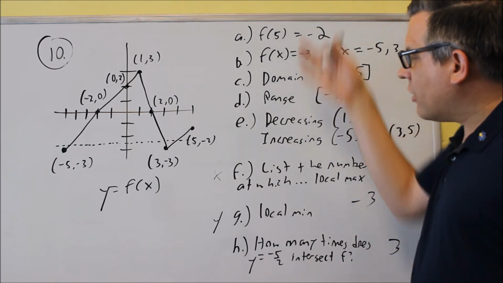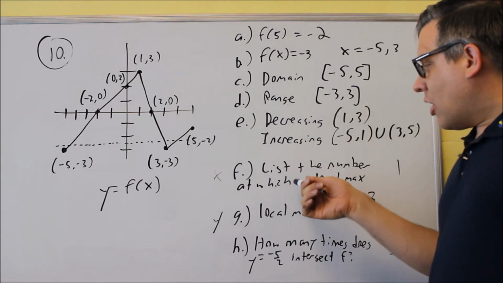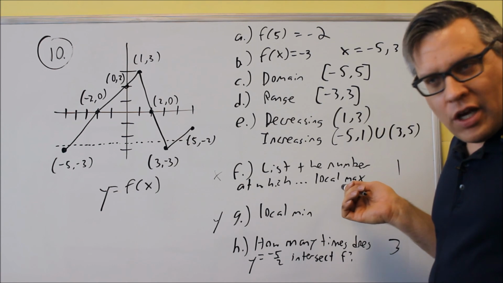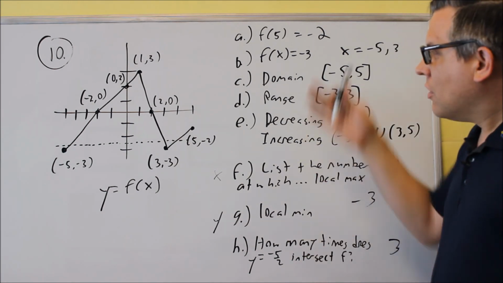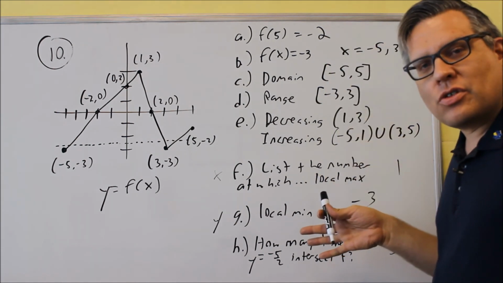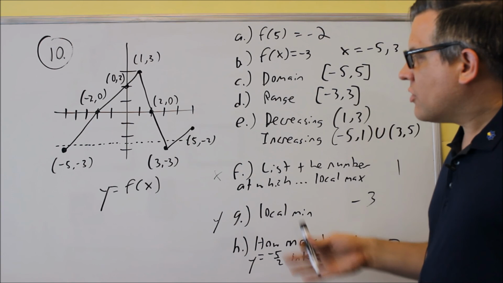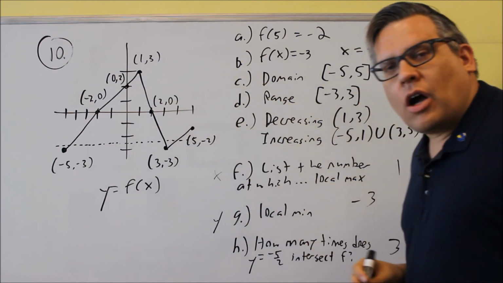So you want to make sure you know how to do all these different types. Of course it could also ask list the number at which there's a local min or indicate the value of local max. Those are some other variations. So these are all the different types of questions that will be asked in this one. Every single problem that you see here, all these questions ask you to refer to the graph, and so on the test there will be a graph given to you.